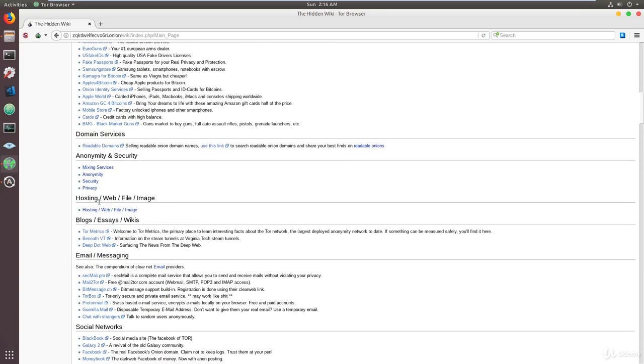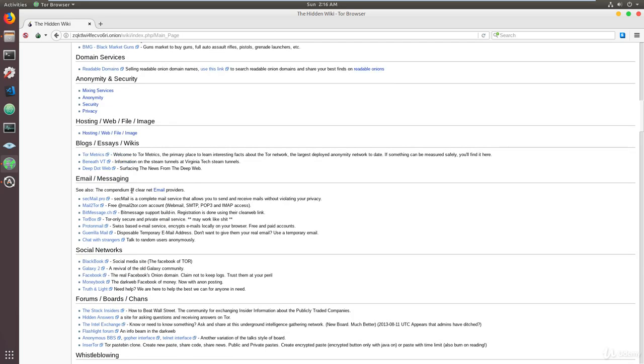Again, for your hosting, web, file, or images, you have your hosting links, which is currently 1. I would recommend that you check that out if you're interested in that. You have your email messaging. So we looked at Proton Mail and a few others. And as you can see, there are plenty more that you can look at and you can use, and you can find what works the best for you.